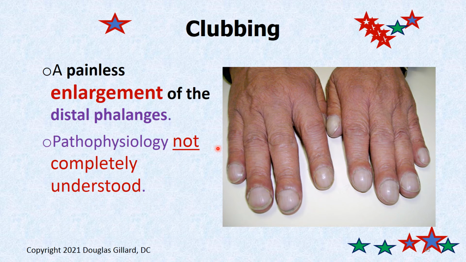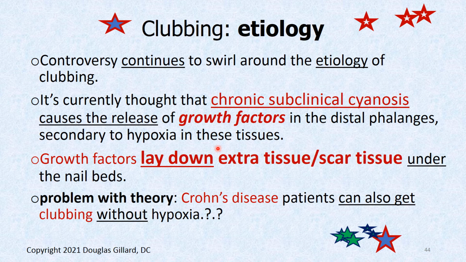The pathophysiology is not completely understood. It's classically said that in people with hypoxia, the farthest place away from the heart is the fingers and toes, and that's where the blood supply will be the lowest. And so, because this tissue is chronically exposed to blood flow that doesn't have a lot of oxygen in it, a lot of growth factors are released in the distal phalanges, and these growth factors start to make the nail bed expand and grow upward.